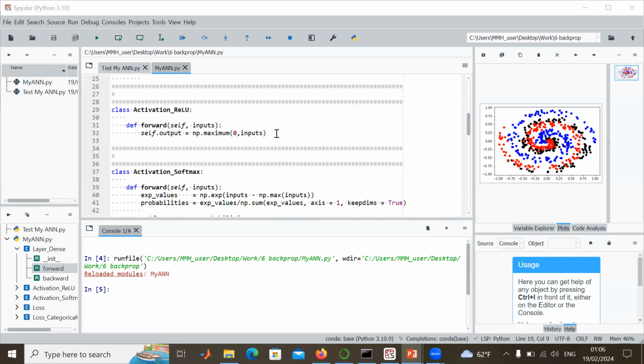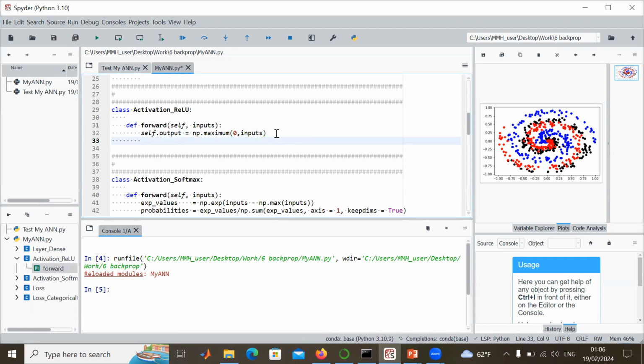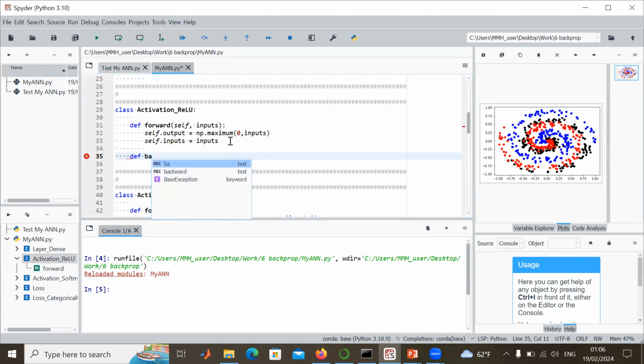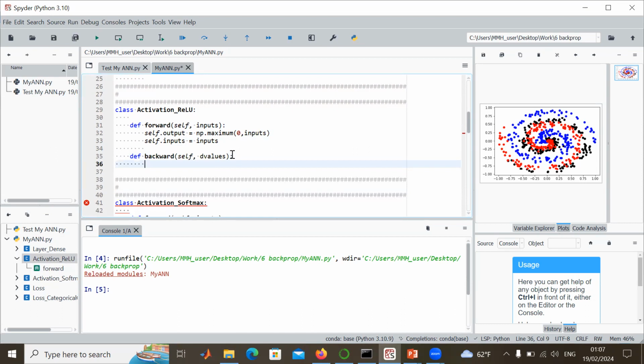So we go back to the ReLU. We just need to remember the inputs. And then we define the backward part. Again, same idea. We feed in the d values that come from the layer below, so it's the outer derivative. And then we have to calculate the d inputs, which is required for passing on to the next layer, which is above the ReLU layer. So we say self dot d inputs.